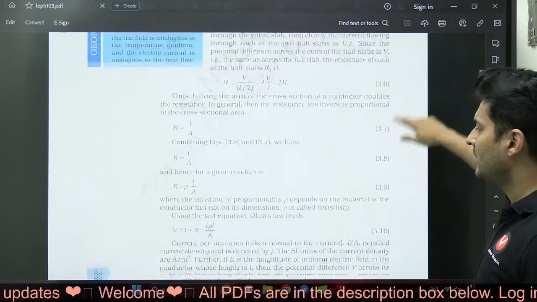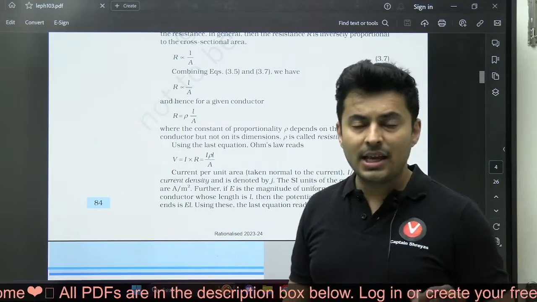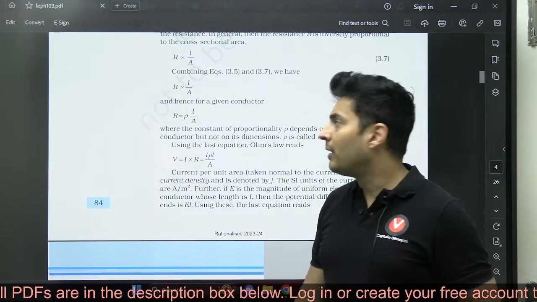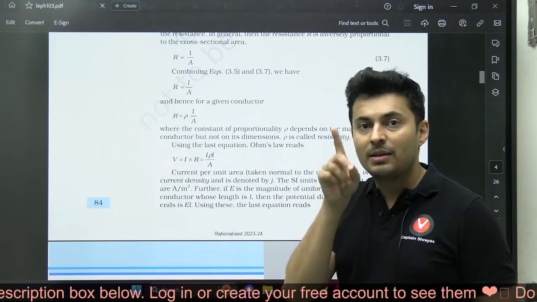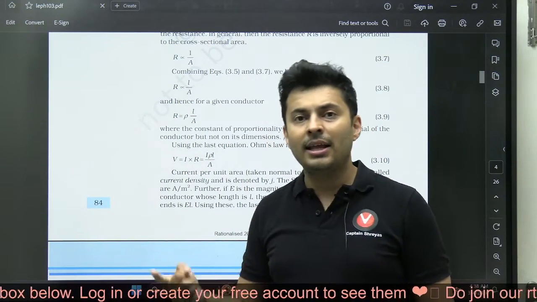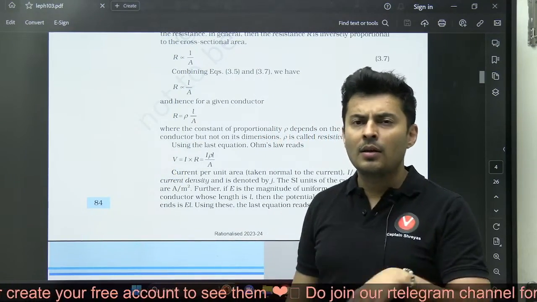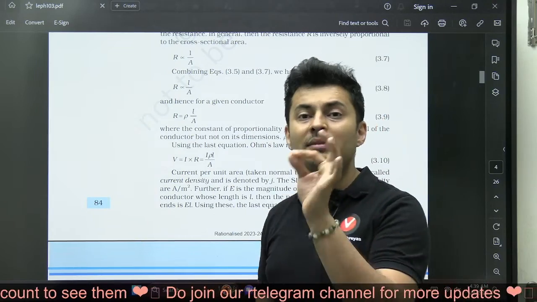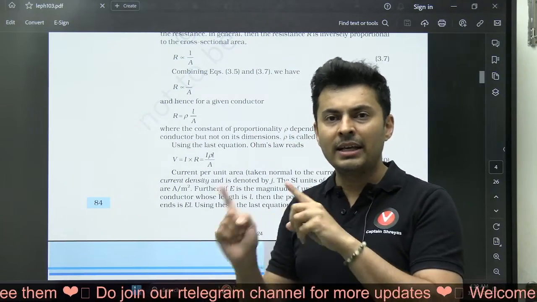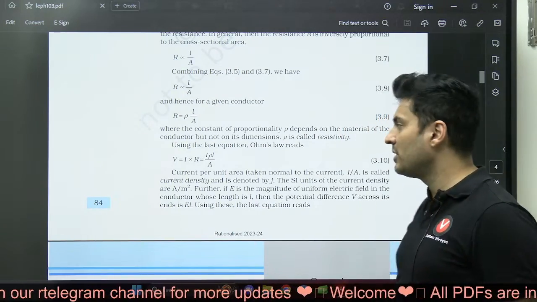Now, resistance is also given by rho L by A. Rho is called resistivity, L is the length, A is the area. Resistivity is a material property. Resistance depends on the material and the length and the area. 1 by resistance is called conductance. 1 by resistivity, that means rho, is called sigma, which is conductivity. Conductivity to resistivity, conductance to resistance, are reciprocals of each other.